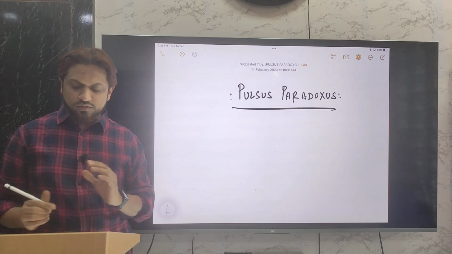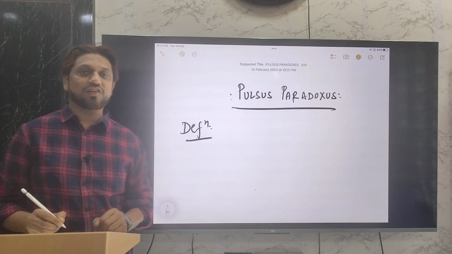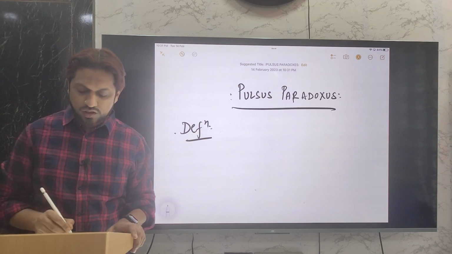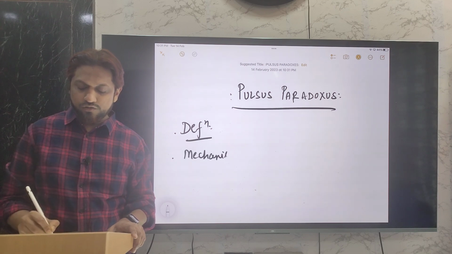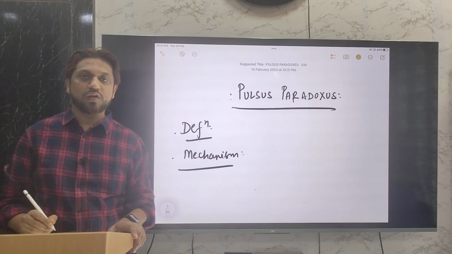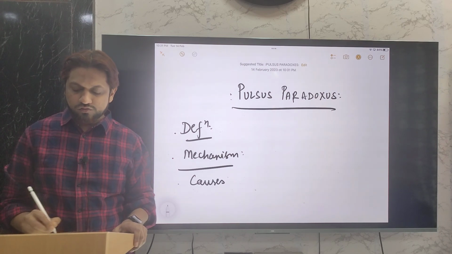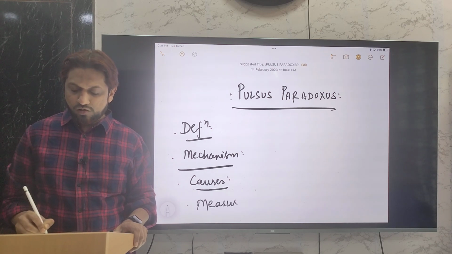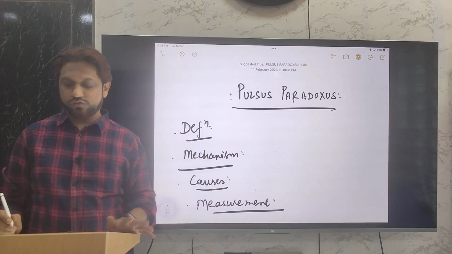Okay, now in this topic we'll study under the following headings, or the objectives of this lecture are: we'll first go through the definition of Pulsus paradoxus, then we will discuss the mechanism or pathophysiology, what exactly causes this Pulsus paradoxus, then we will see some common causes of Pulsus paradoxus, and finally how to measure the Pulsus paradoxus. Okay, we'll discuss under these headings regarding the Pulsus paradoxus.